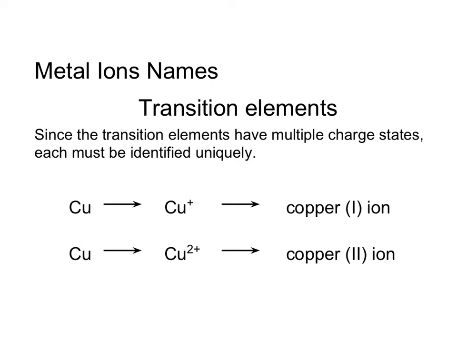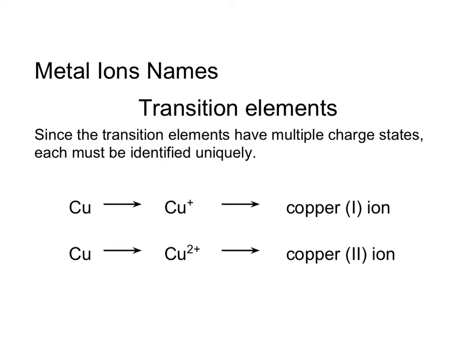Since they can have variable charges, we have to treat the names of transition metals a little bit differently when they form ions. For instance, copper can form either a +1 charge or a +2 charge. The way that we tell the difference between the two is by using a Roman numeral in the name. Copper that has a 1+ charge is referred to as the copper 1 ion. Copper with a 2+ charge is referred to as the copper 2 ion. So if we say copper 1, we know that we're talking about copper with a 1+ charge.